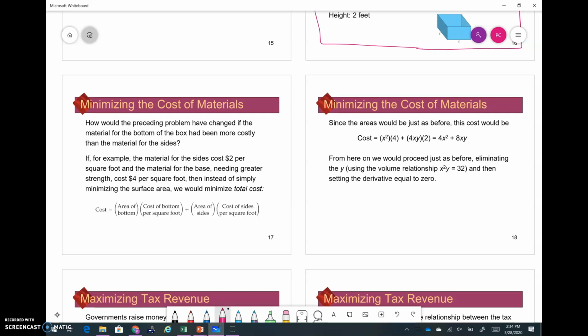So cost equals area of the bottom times the cost of the bottom per square foot plus area of the sides times the cost of the sides per square foot. Since the area of the sides would be just as before, this cost would be x squared times 4 plus 4xy times 2, giving us 4x squared plus 8xy. From here on, you would proceed just as before, eliminating the y using our volume function and then setting the derivative equal to 0. It would be the exact same process and the exact same steps.